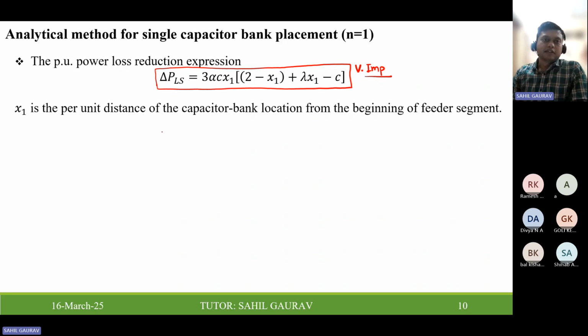Here I will just give you a hint for this current assignment. For the first problem, you have to use this expression.